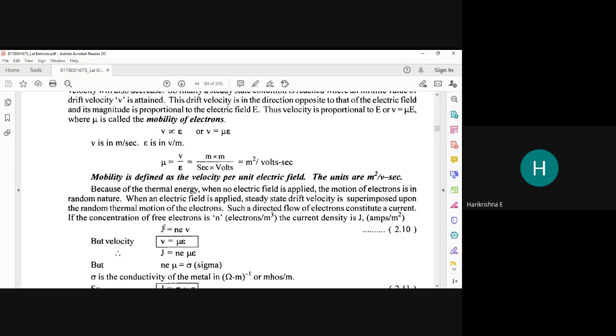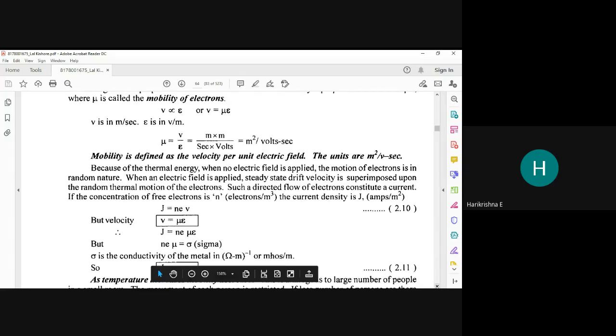So current density is equal to N E into drift velocity. Drift velocity is mu into E. So J is equal to N E mu into E. In this equation, N E mu is called sigma, which is conductivity. So the conductivity formula is sigma is equal to N E mu.